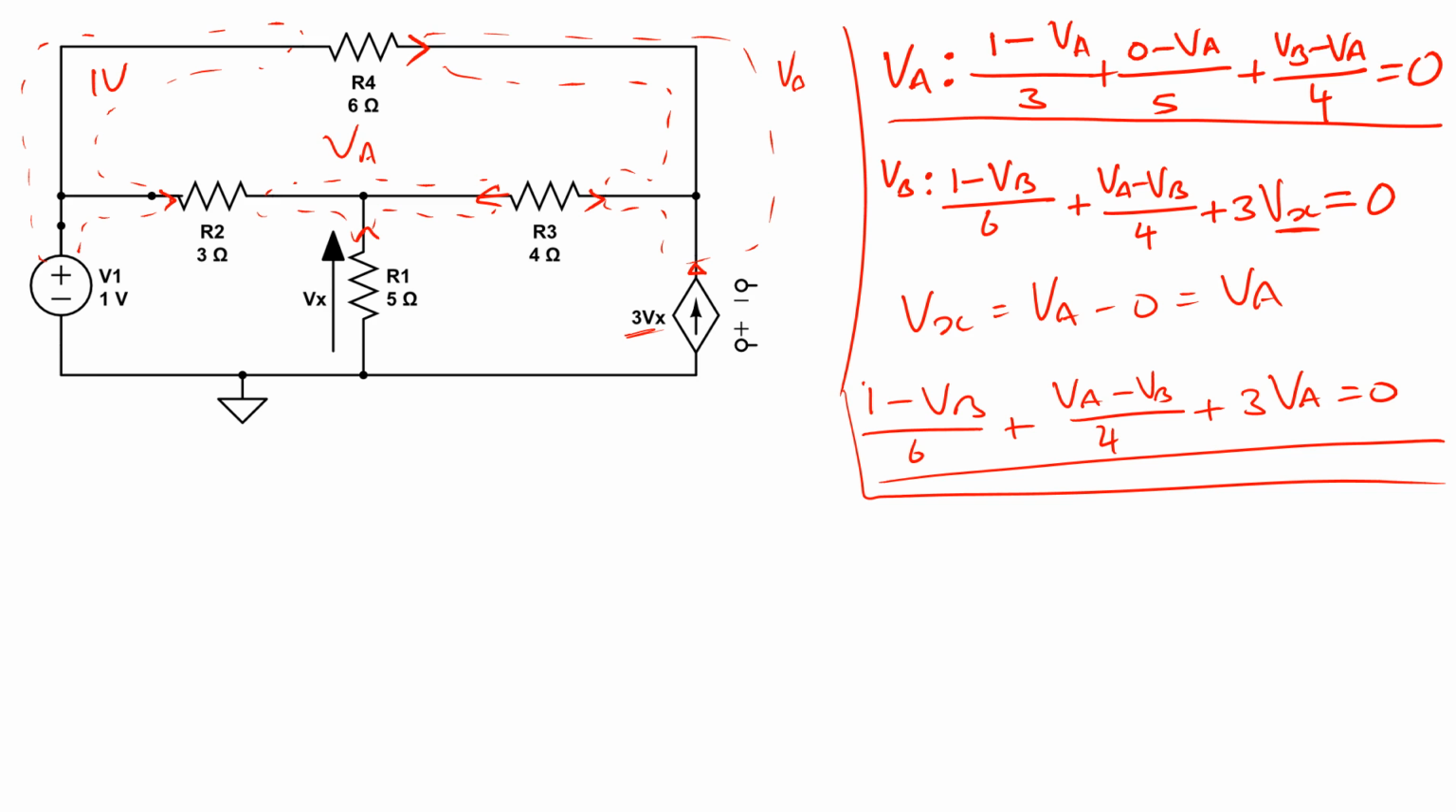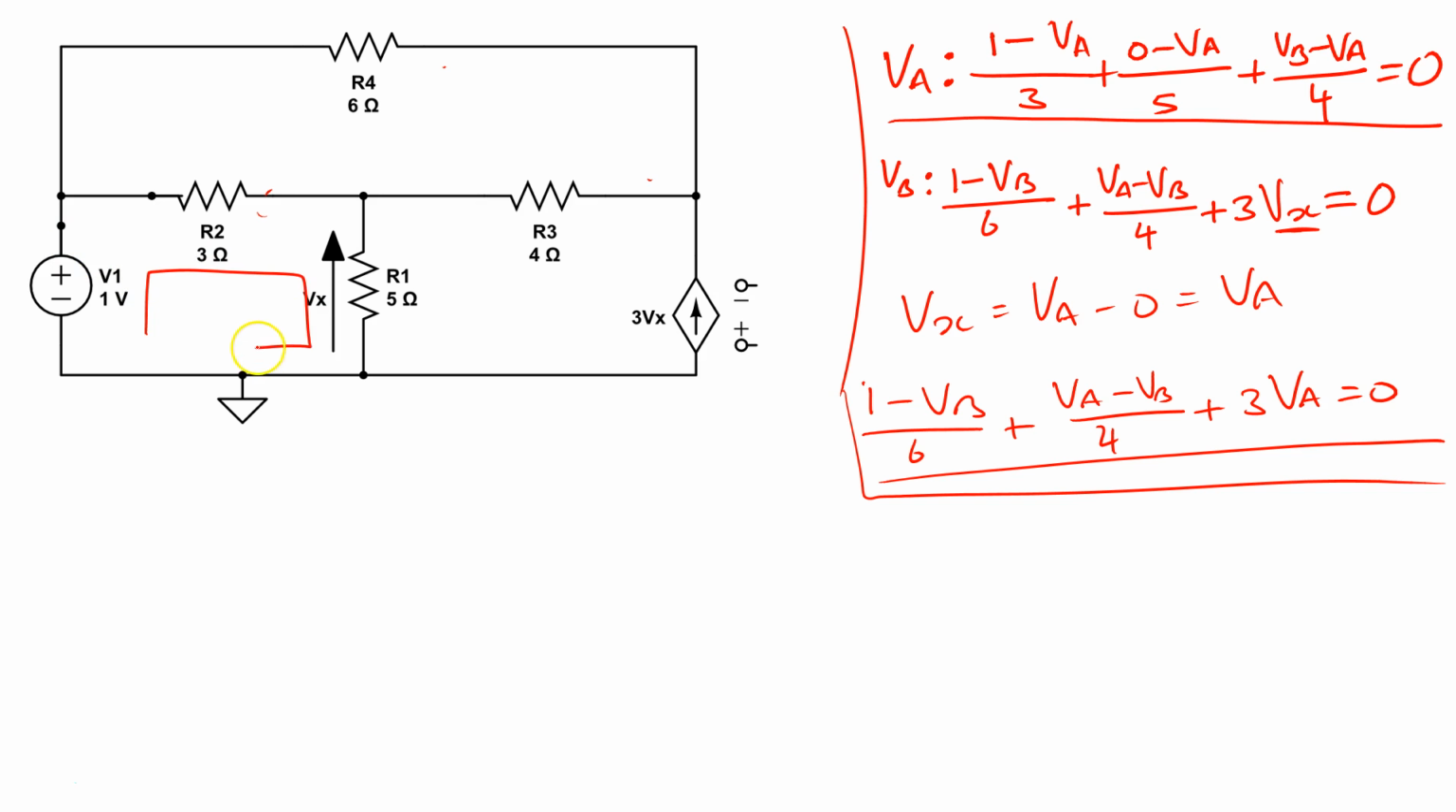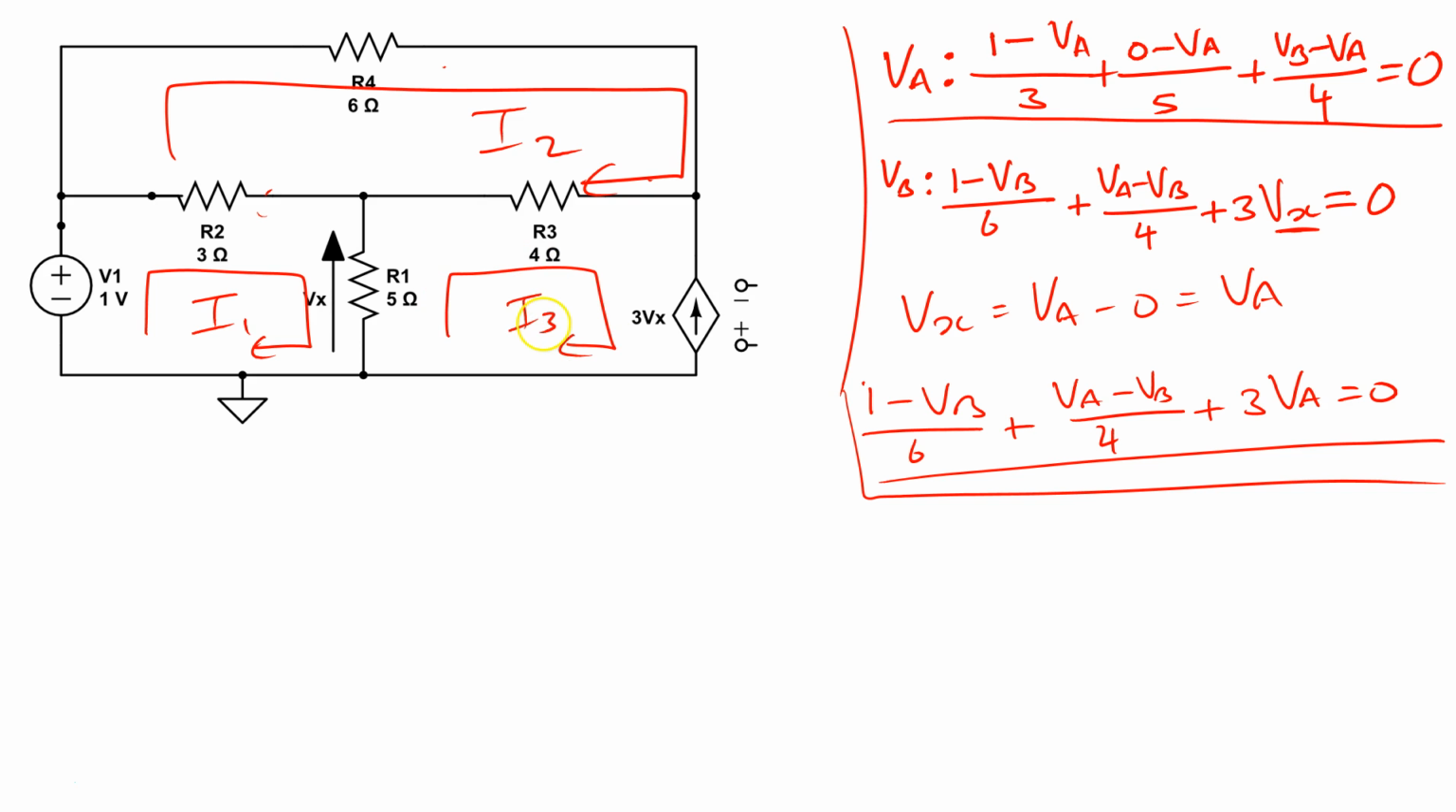Now I could do the same thing using loop analysis. So let's look at how we'll do it using loop analysis now. So let me just erase all the nodes, and we're going to start to draw in some loops. So I'm going to start drawing in the loops. I'll call this I1, I2, and I3. And I'm going to start writing the equations for all of these loops.